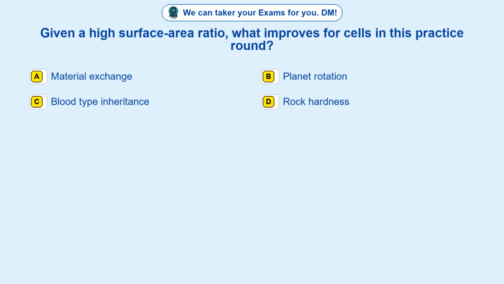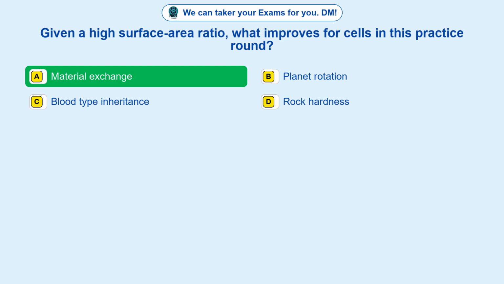Question 26. Given a high surface area ratio, what improves for cells in this practice round? Option A, material exchange. Option B, planet rotation. Option C, blood type inheritance. Option D, rock hardness. The correct answer is option A.